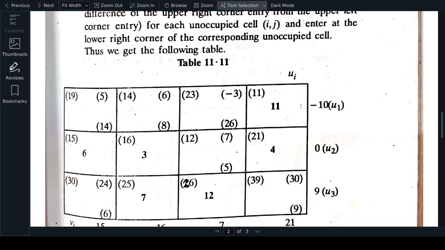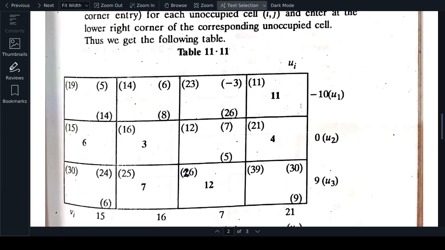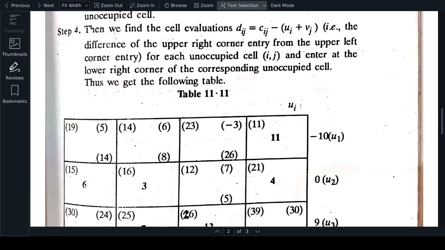So in U2, why do we consider 0? We choose which Ui or Vj equals 0, meaning which row or which column gives the maximum number of allocations. Which row or column gives the maximum number of allocations? You see, how many allocations does the first row contain?